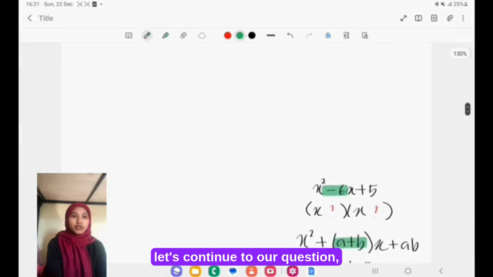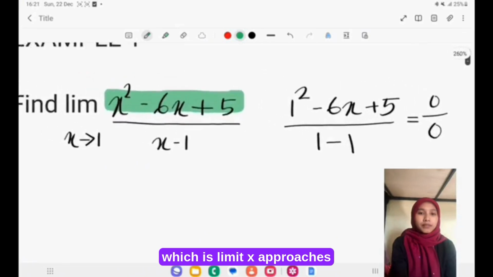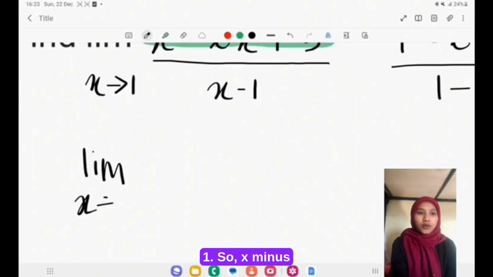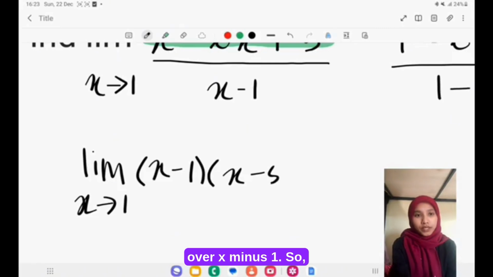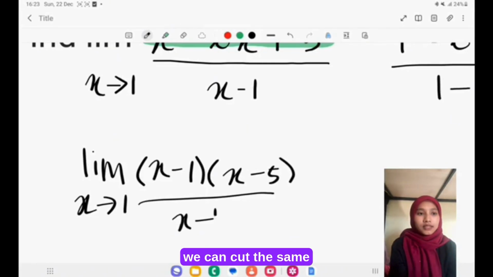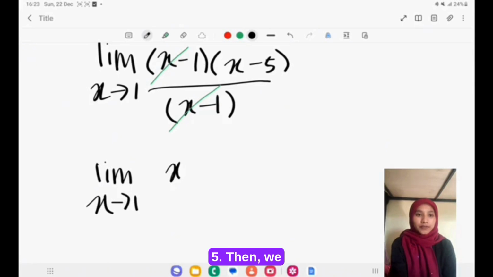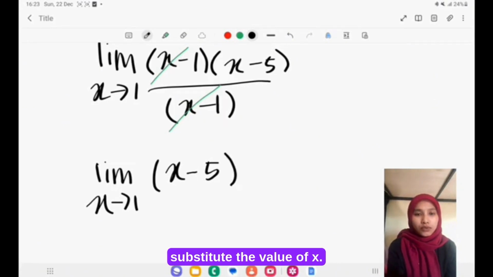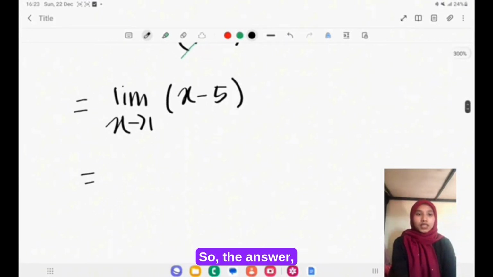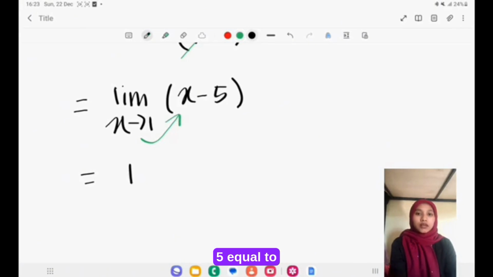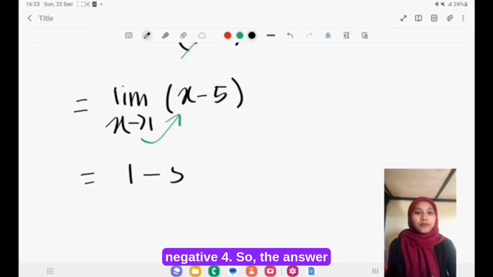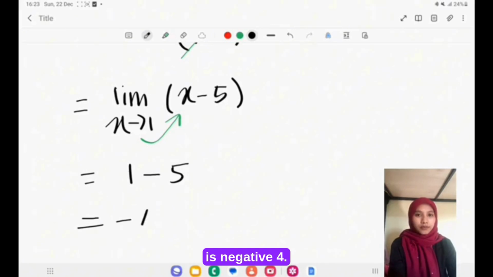So let's continue to our question, which is the limit as x approaches 1 of x minus 1 times x minus 5 over x minus 1. So we can cancel the same factor, x minus 1. So it will become the limit as x approaches 1 of x minus 5. Then we substitute the value of x. So the answer will be 1 minus 5, equal to negative 4. So the answer is negative 4.